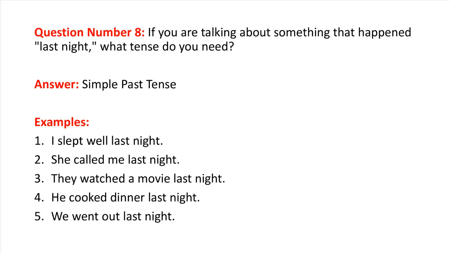Question number 8. If you are talking about something that happened last night, what tense do you need? Answer: simple past tense. Examples: I slept well last night. She called me last night. They watched a movie last night. He cooked dinner last night. We went out last night.